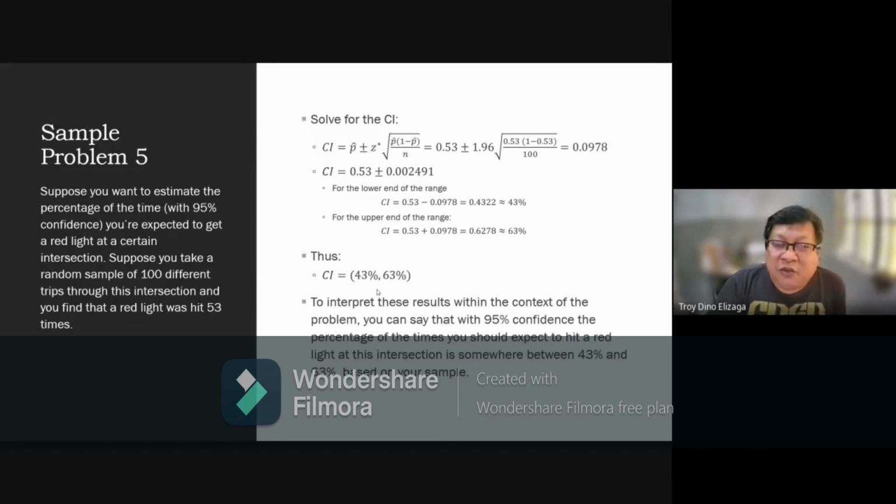So it says here that to interpret these results within the context of the problem, you can say that with 90% confidence, the percentage of times you should expect to hit a red light at this intersection is somewhere between 43% and 63% based on the sample.